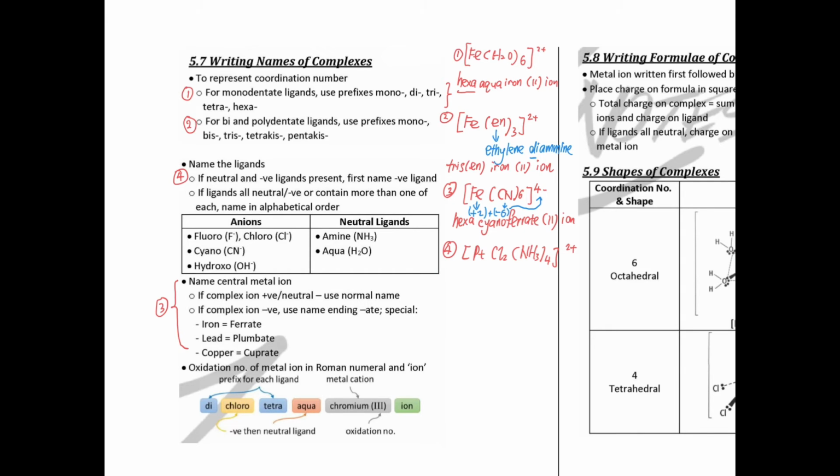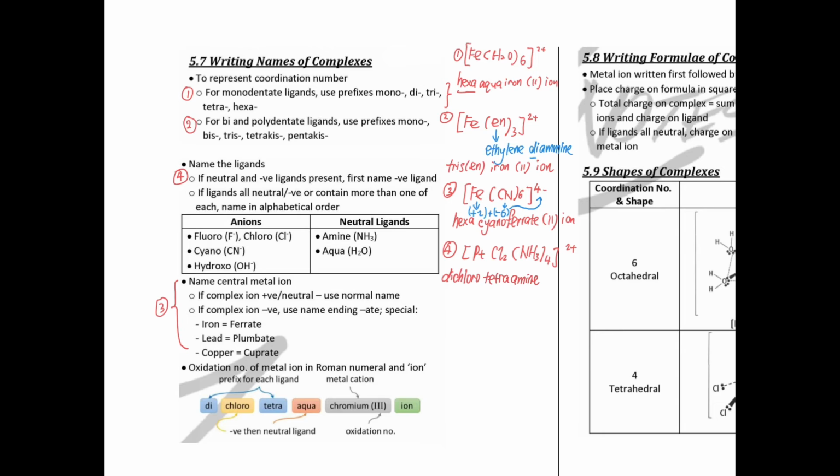So dichloro. Okay, after that we name amine. So how many amine are there? Of course 4. So this is monodentate. For 4 monodentate we use tetra. So tetraamine.